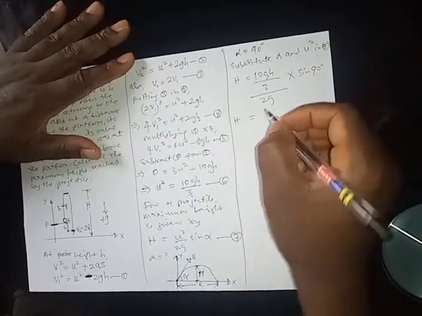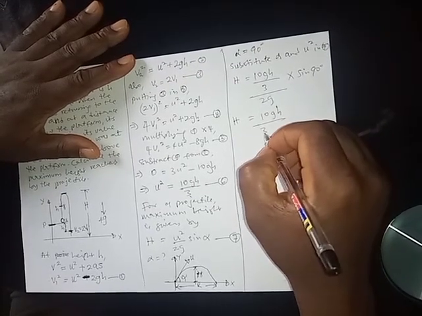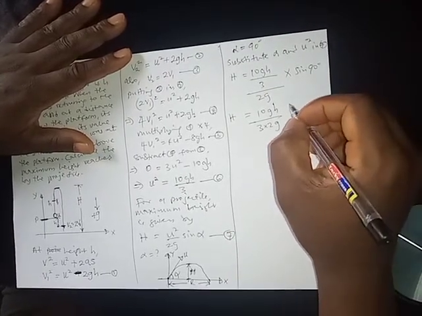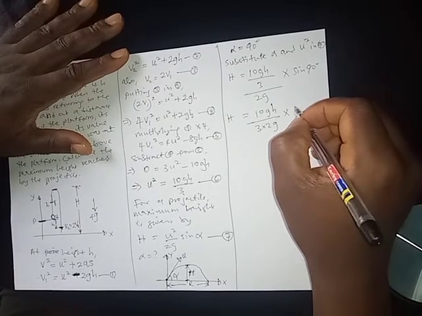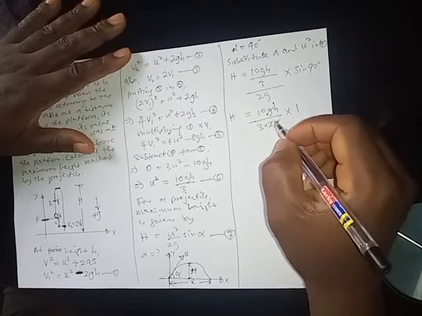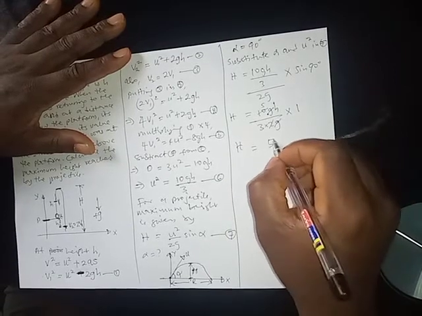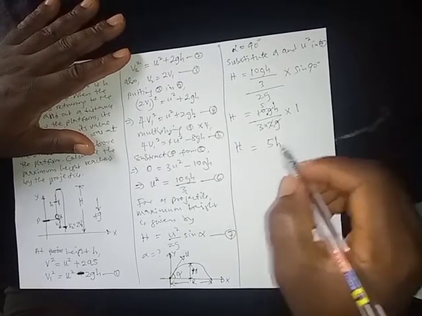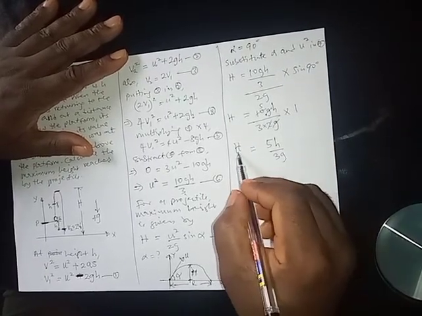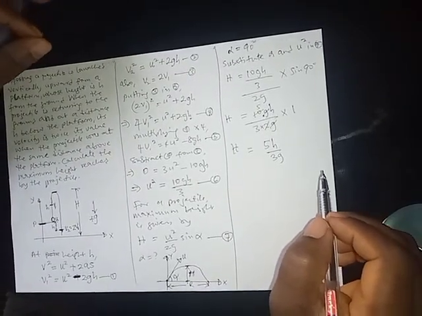So h is equal to 10gh divided by 3. So now multiply by 2g, then multiply by 1. Sine 90 is 1. You can cancel g here, then divide by 2. Here 1, here 5, leaving us h equals 5h divided by 3g. So this h here is the maximum height reached by the projectile.